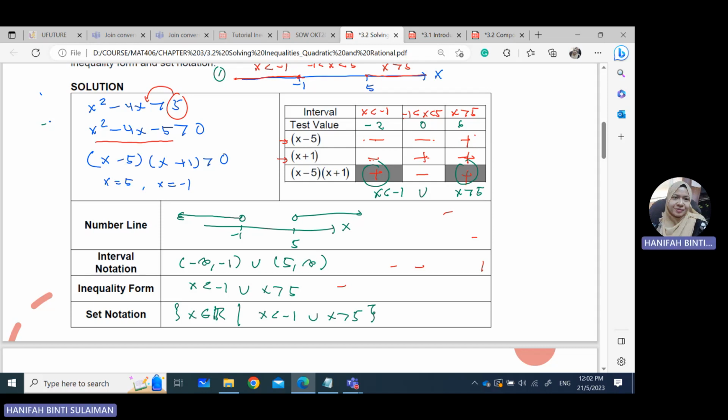Ada soalan? Kalau tak ada soalan, kita tengok contoh yang seterusnya.